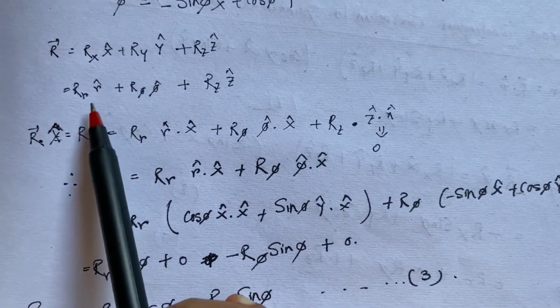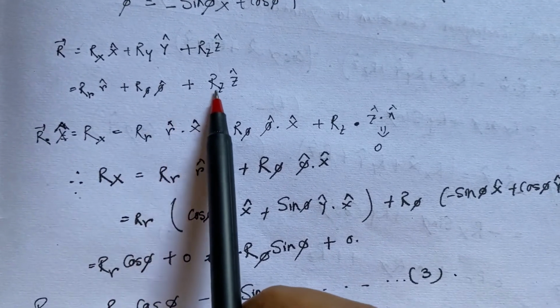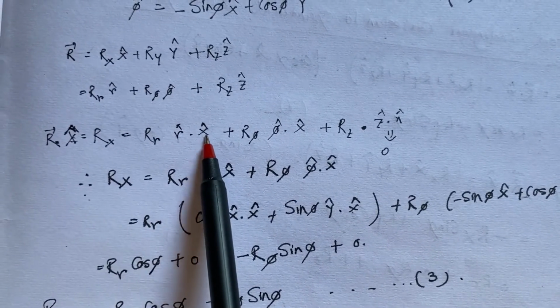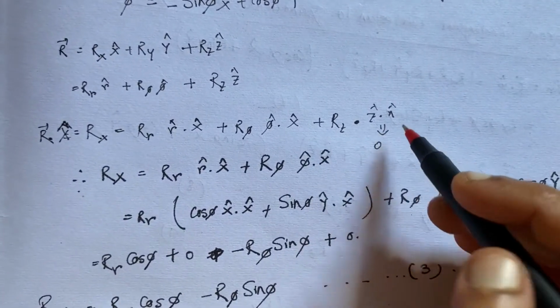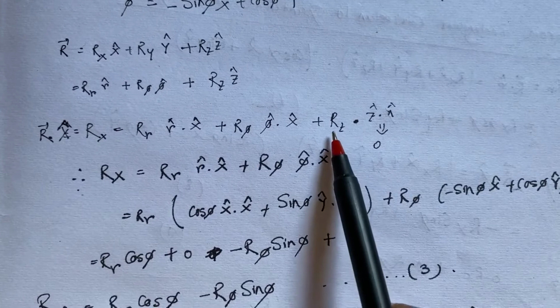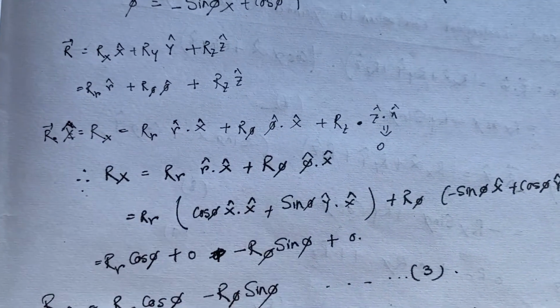So if I put R equal to Rr r hat plus R phi phi hat plus Rz z hat and make a dot product with the x hat with each term, this term will vanish because z and x are orthogonal to each other, so I am not bothered about the third term. I am left only with the first and the second term.